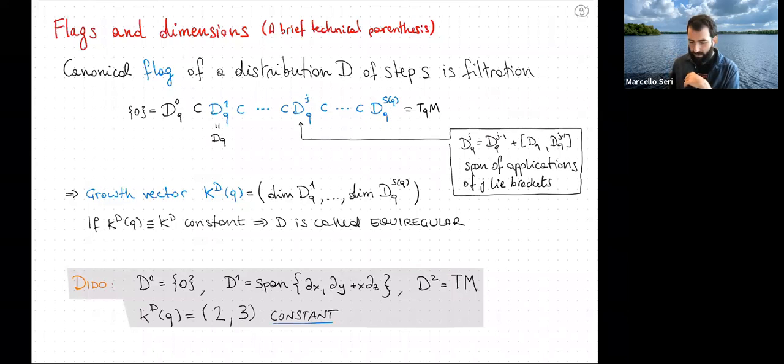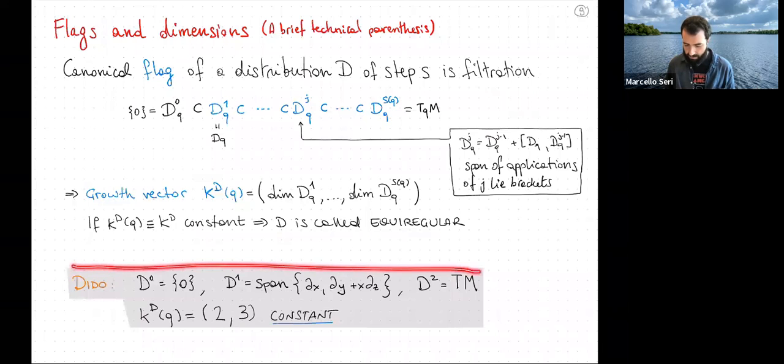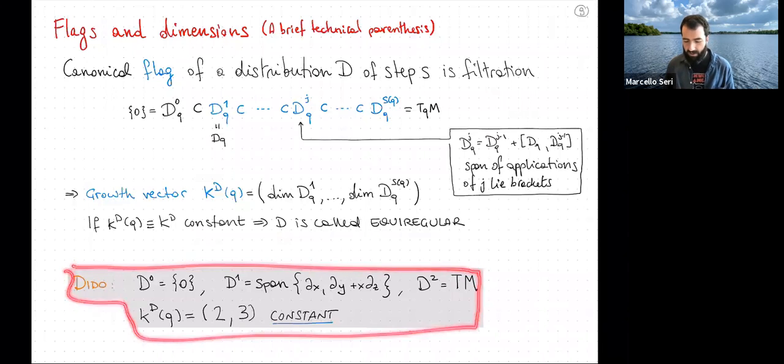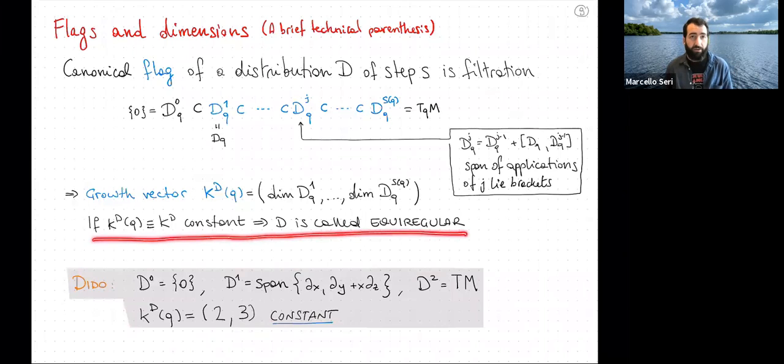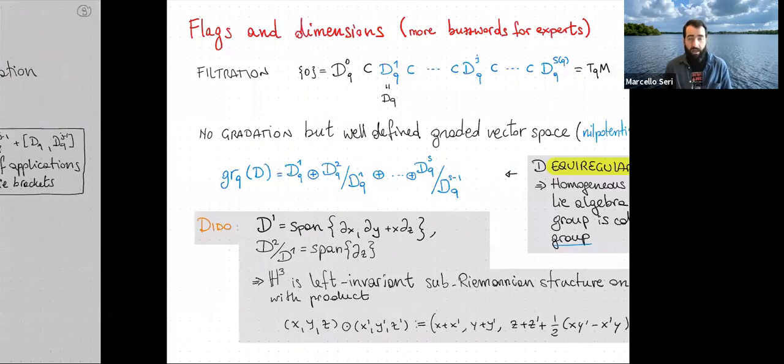So in that case, the distribution and the Subriemannian manifold that corresponds to it are called equiregular. It means that the growth vector is the same everywhere in the space. The dimension of those subspaces is the same. Oh, and here there is the Dido example that I was telling you about. Not all distributions are equiregular. We will see examples of that.